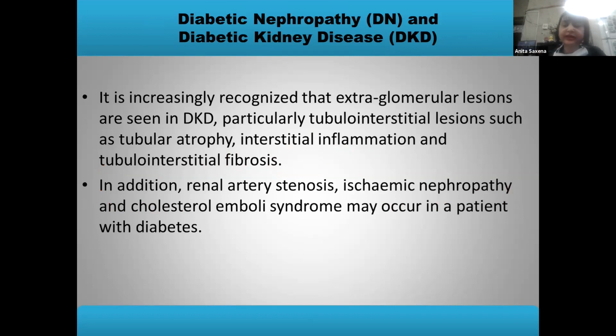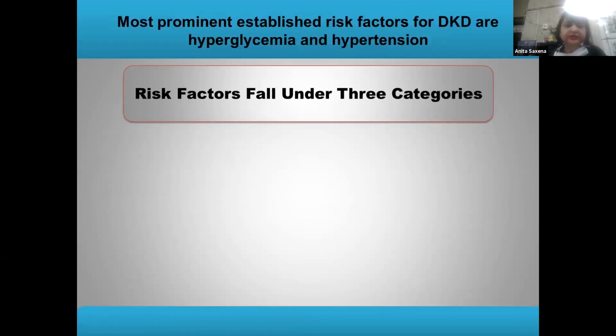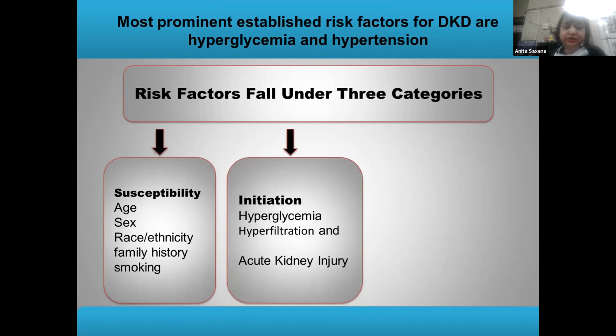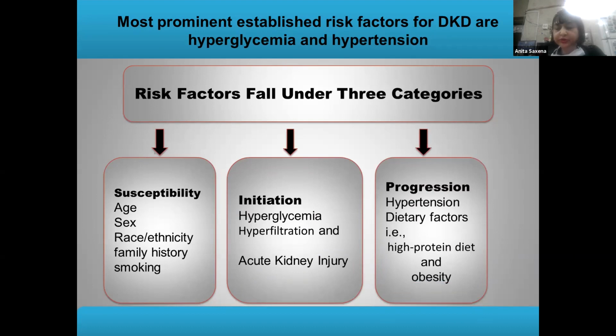It is increasingly recognized that extraglomerular lesions are seen in diabetic kidney disease, particularly tubulointerstitial lesions such as tubular atrophy, interstitial inflammation, and tubular interstitial fibrosis. In addition, renal artery stenosis, ischemic nephropathy, and cholesterol emboli syndrome may occur in a patient with diabetes. So the most important and prominent established risk factors fall under three categories. The susceptibility, that is age, sex, race, ethnicity, family history, smoking. Initiation, that is hyperglycemia, hypofiltration, and acute kidney injury. And progression, that is hypertension, dietary factors like high protein diet, and obesity.